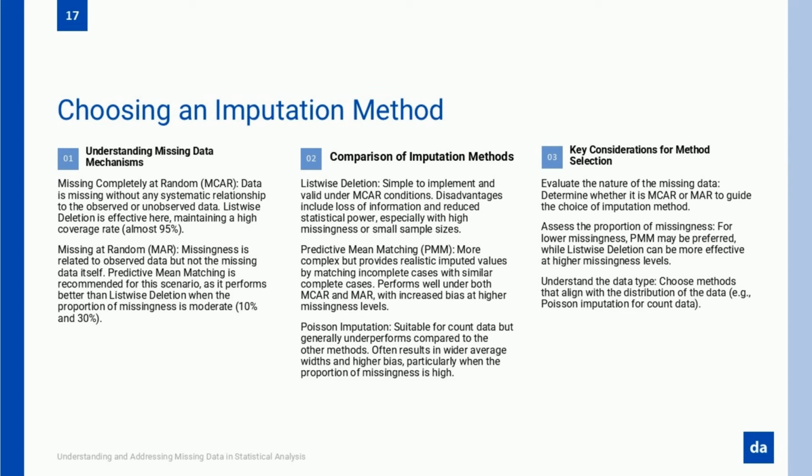So, how do you pick the right method? Start with the nature of your data. Is it MCAR or MAR? That'll tell you if you need listwise deletion or PMM. Next, check the proportion of missingness. Less missingness means PMM might be your best bet. Finally, match your method to your data type. Got count data? Poisson imputation is your guy. Though, as we've learned, don't expect miracles.